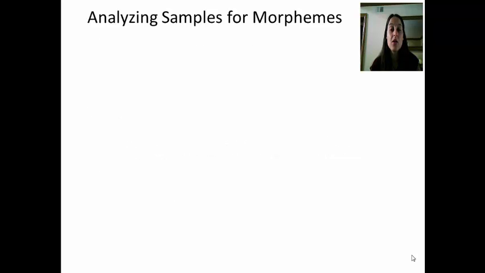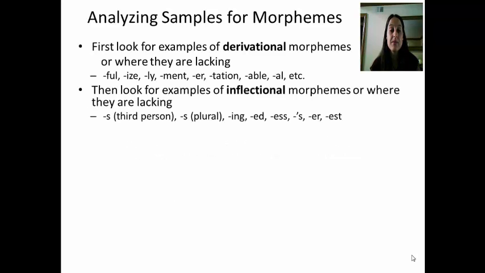So let's start looking at the sample for morphemes. Remember, this is actually a slide that I took straight from the morpheme PowerPoint, where at the end of the session I talk about what you need to be looking for in terms of accomplishments and challenges. When you're analyzing the sample for morphemes, remember to look for examples of the derivational morphemes, like ful, ize, and ment. These are the suffixes that change the part of speech of the word.